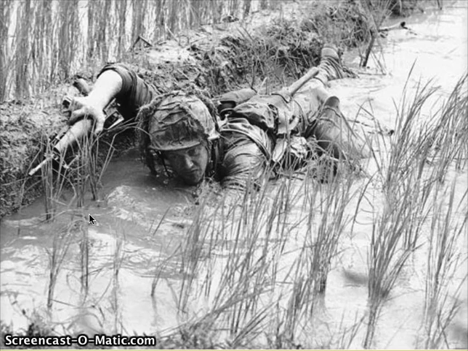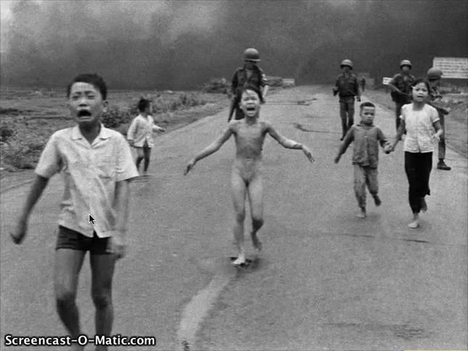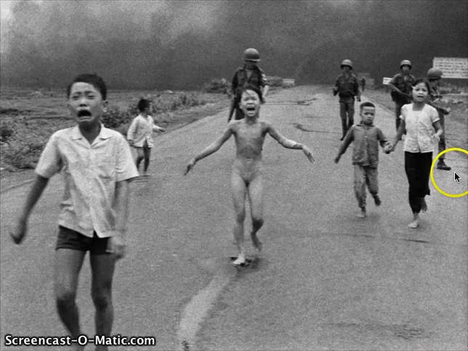The way that the US ends up dealing with the Vietnam War is they end up bombing. Here we have many village children running away from their hometown that has just been bombed by American soldiers.